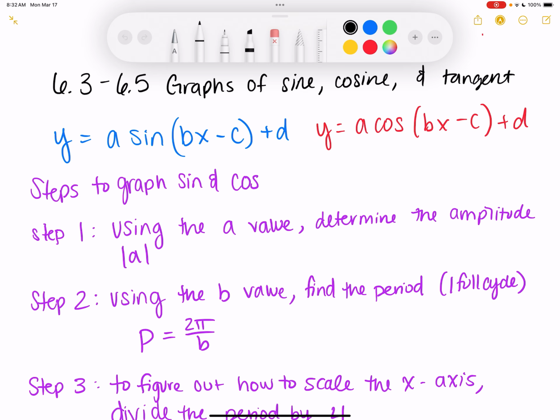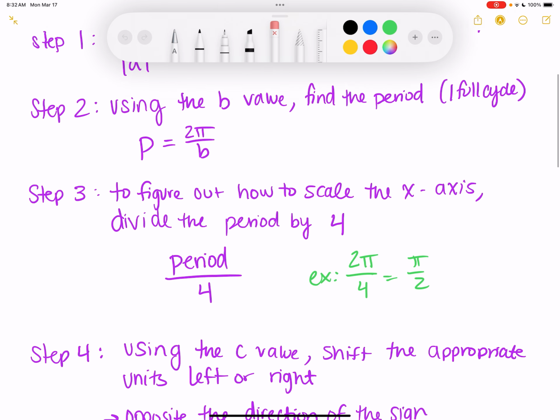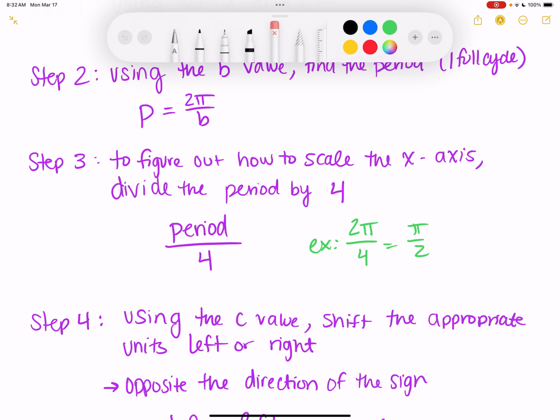Obviously, if it gets shifted, our graph may go up more or down more, but that's where the baseline function would be. And then we find the period, which would give us one full cycle, and we take 2 pi and we divide it by b, which is the number in front of x. Sometimes that b will be in front of the parentheses, sometimes it's just directly in front of the x. Either way, it's fine. And it would be 2 pi over b. Again, technically it's absolute value, but I don't ever see a b value that's negative. It causes some entirely other problem. And then we take whatever our period is, we divide it by 4, which gives us our scaling, so we can count on the x-axis and scale them.